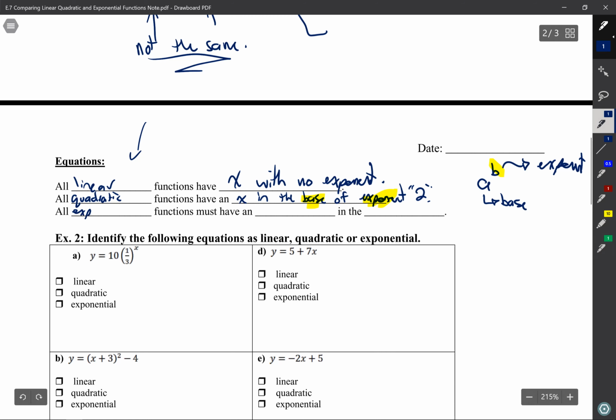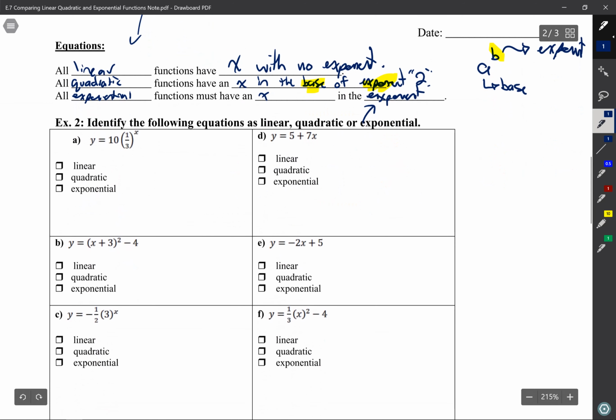And let's keep moving. All exponential functions will have an x in the exponent itself. So how is that different from quadratic? Well, this time the x is in the exponent. Before, 2 was in the exponent and x was in the base. So let's take a look. We'll use these 3 rules to identify all 6 different kinds of equations here.